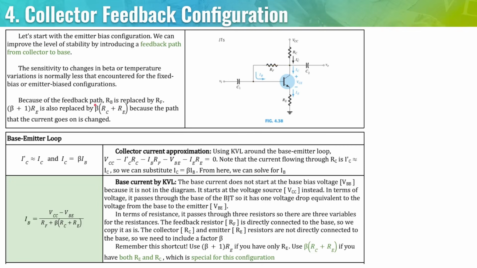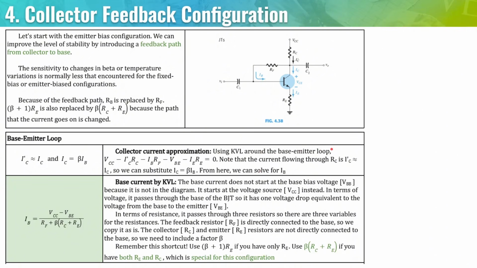So because of the feedback path, RB is replaced by RF. So again, the resistor is no longer here. It is now up here. And that beta plus 1 RE is now replaced by beta RC plus RE because the path that the current goes on has been changed. So again, to illustrate what I mean by the current goes in a different path, let's see here.